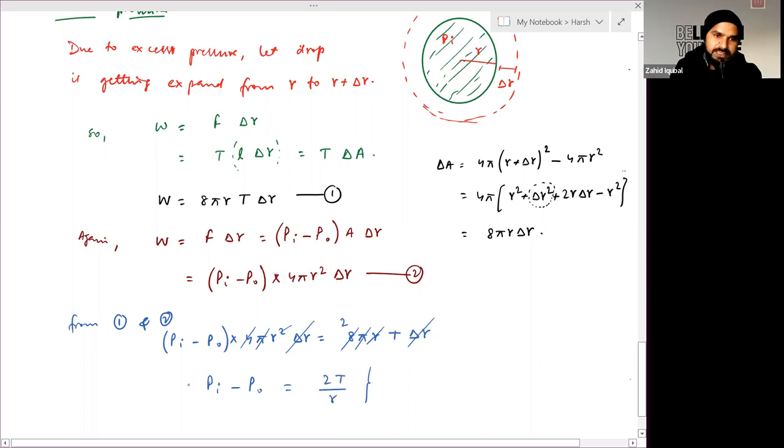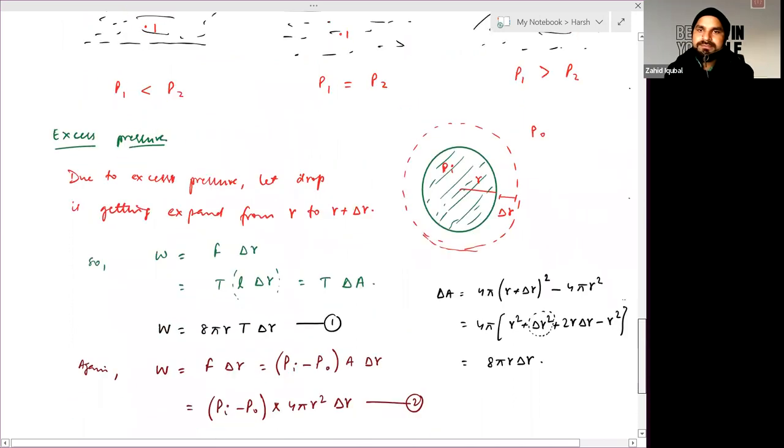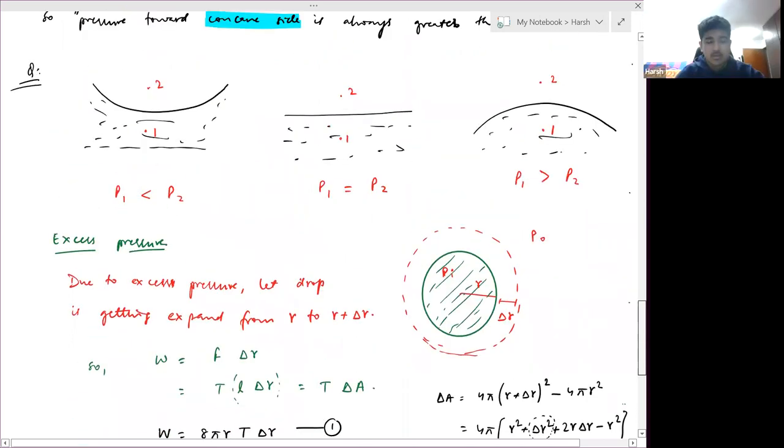So this will be our final expression, telling how much excess pressure we have on the concave side with respect to the convex side. Is it clear? Yes, sir. Okay, just write it down.